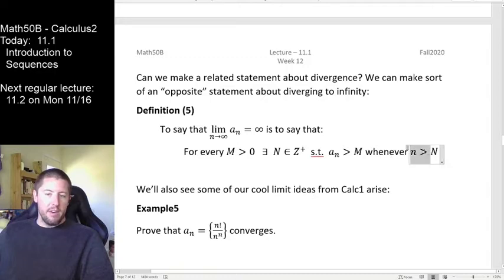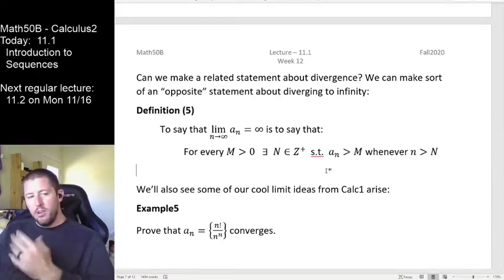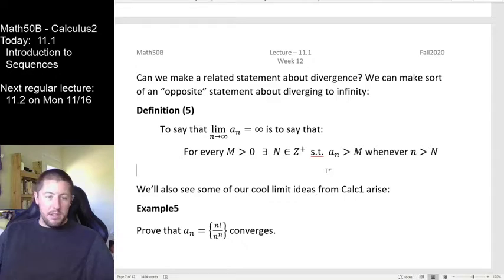A sub n, whenever n is greater than N. So all the terms in the sequence beyond that value of n are bigger than a billion, right? I picked M to be a billion. So this is like saying, how long does it take until we're guaranteed to be bigger than a billion? And you're going to do some calculation. You're going to say, it appears that for all terms in the sequence beyond the 18th term, we're guaranteed to be above a billion.